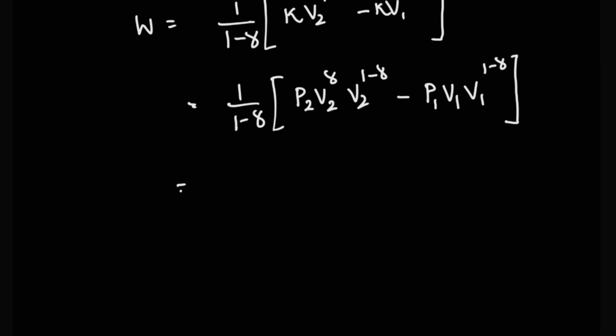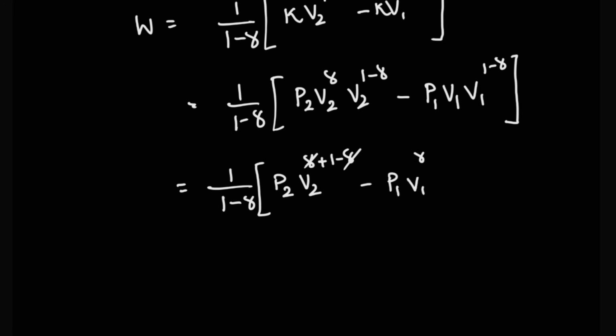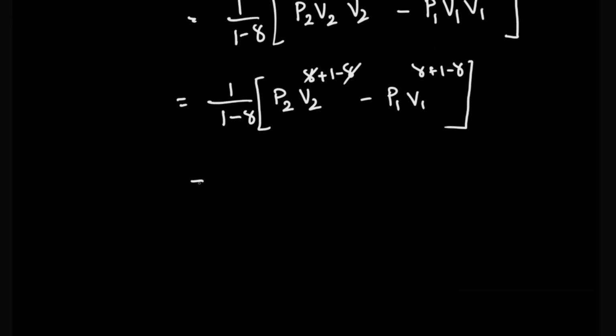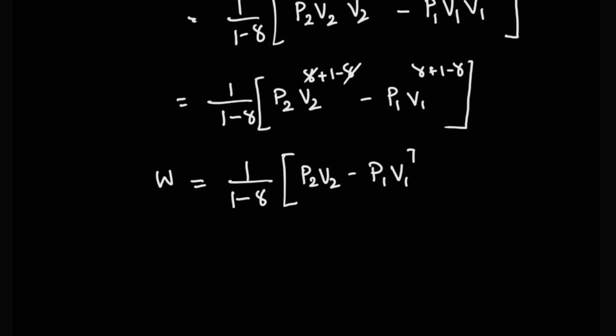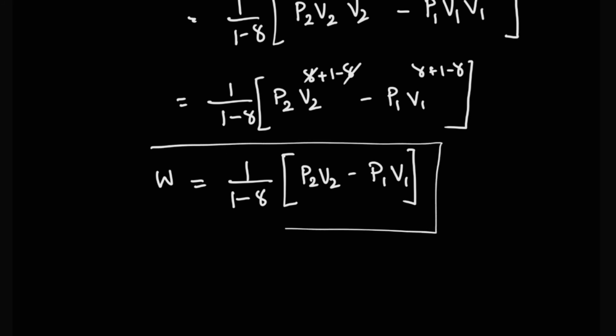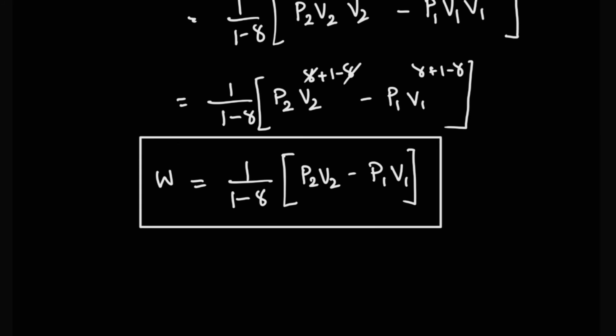All right, and we can do some further algebra over here, and we have that this is P2 V2 to the gamma plus 1 minus gamma, minus P1 V1 to the gamma plus 1 minus gamma. Further simplification takes us to the fact that the work done is basically P2 V2 minus P1 V1, over 1 minus gamma. All right, so this is one equation that we have.